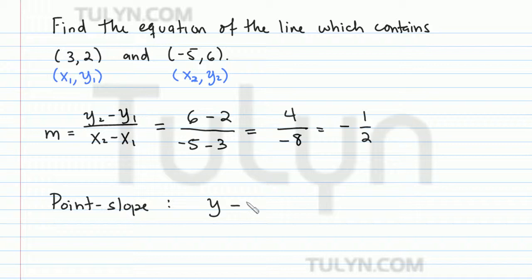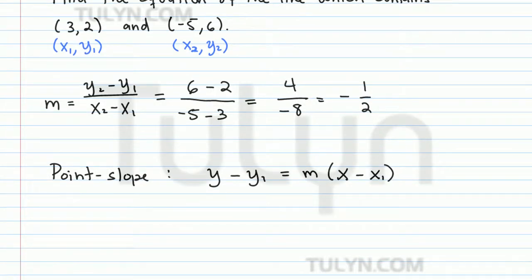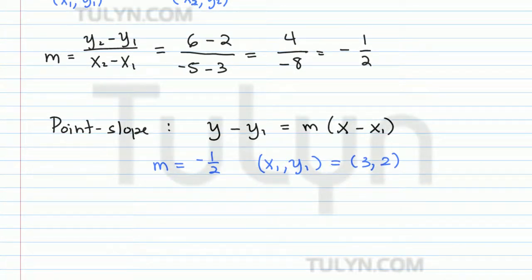it looks like y minus y1 is equal to m times (x minus x1). And our m in this case is -1/2, which we found, and we can let our (x1, y1) be the (x1, y1) we labeled from the beginning, so (3, 2). So now let's just plug in these values. So y minus y1, which is 2, is equal to -1/2 times (x minus x1, which is 3).